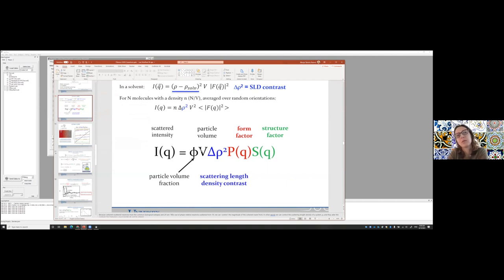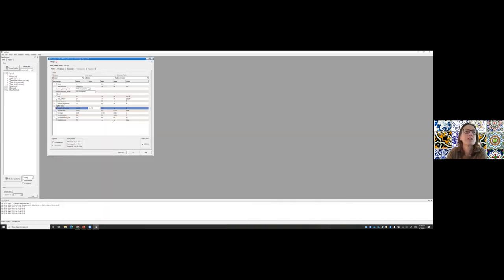Because you're fitting two parameters where you can increase one and lower the other and get to the same intensity, right? So just to give you an intuitive feeling about what you're doing, you have to remember this formula and what you're fitting. The background, which is just a plus B factor that you add here, will be less sensitive. So basically that's what it comes down to.